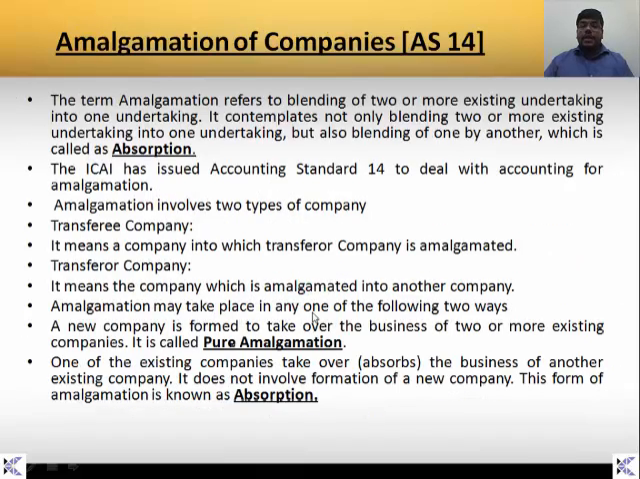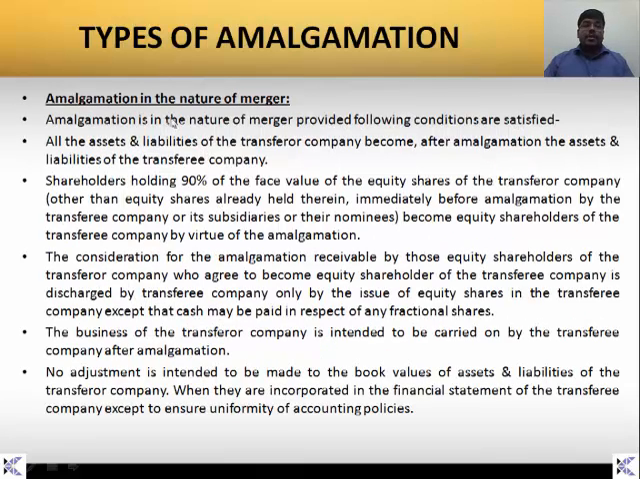Amalgamation may take place in any one of the following two ways. A new company is formed to take over the business of two or more existing companies. It is called pure amalgamation. One of the existing companies takes over, that is absorbs, the business of another existing company. It does not involve formation of a new company. This form of amalgamation is known as absorption. Types of amalgamation. Amalgamation in the nature of merger.